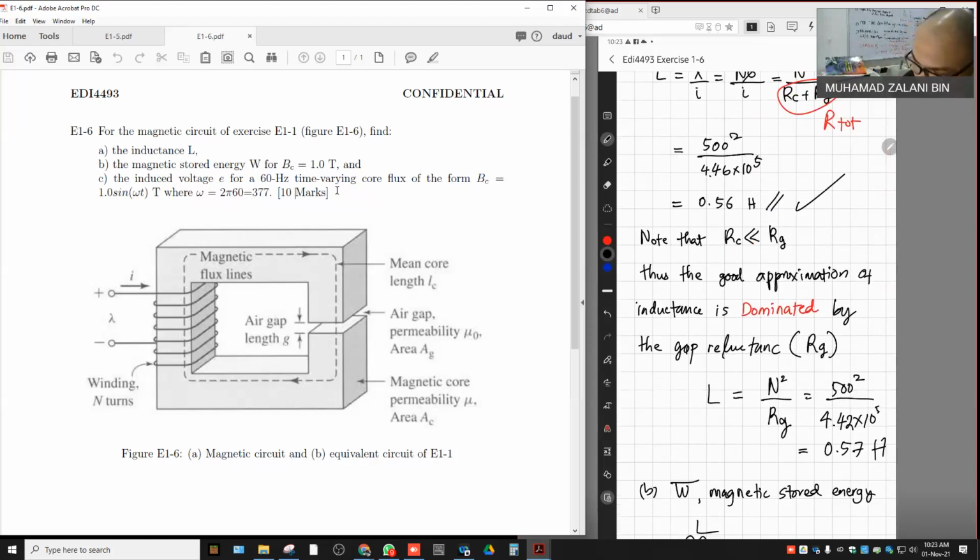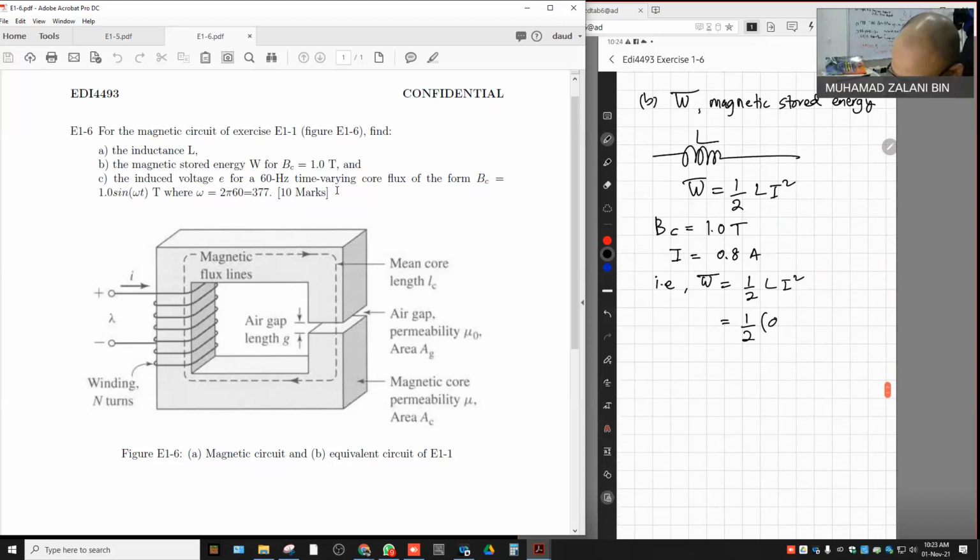0.56, I square is 0.8 square. You can get it by using your calculator or just calculate it in your head. 0.18 joule, the magnetic stored energy. That is the magnetic stored energy.